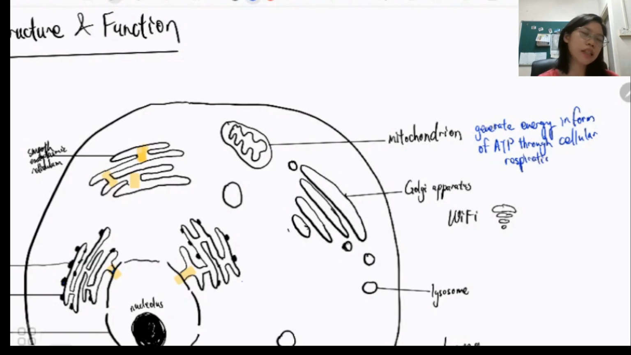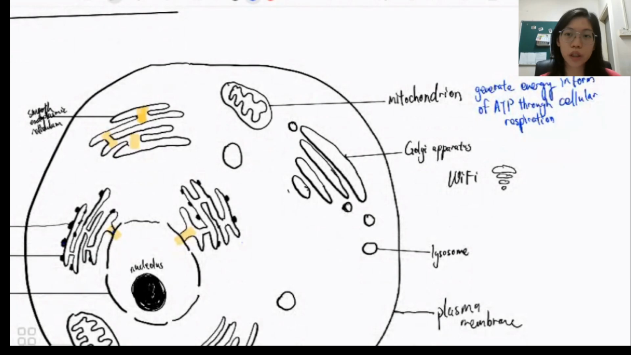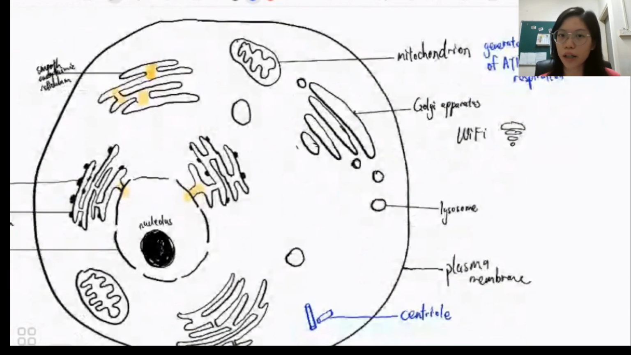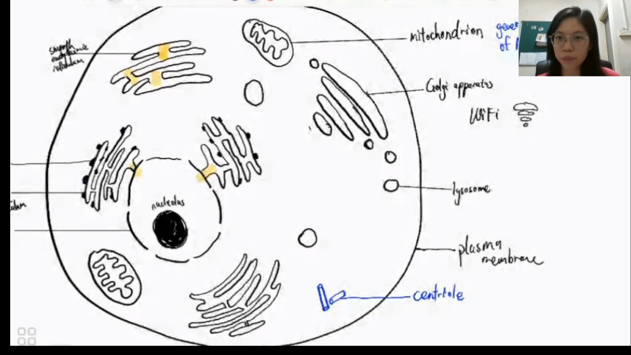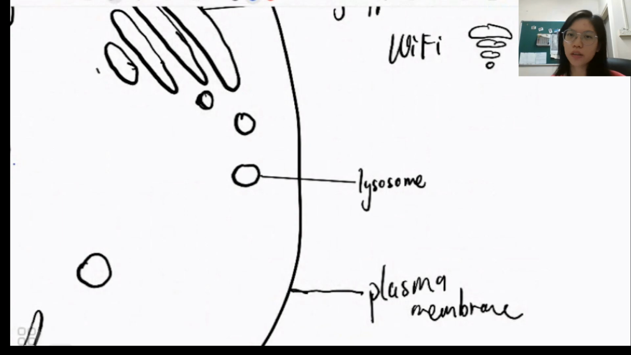We'll learn this in detail in the Form 4 Chapter 7. Okay. Moving on, we also learn another one which is called the lysosome. What does a lysosome do? Lysosome is actually made from the Golgi apparatus. It actually synthesizes lysosome, but we didn't learn that in detail. I mean, we didn't learn this info.